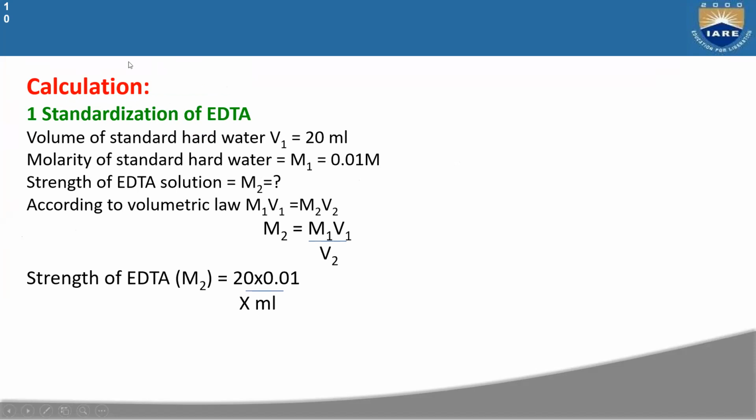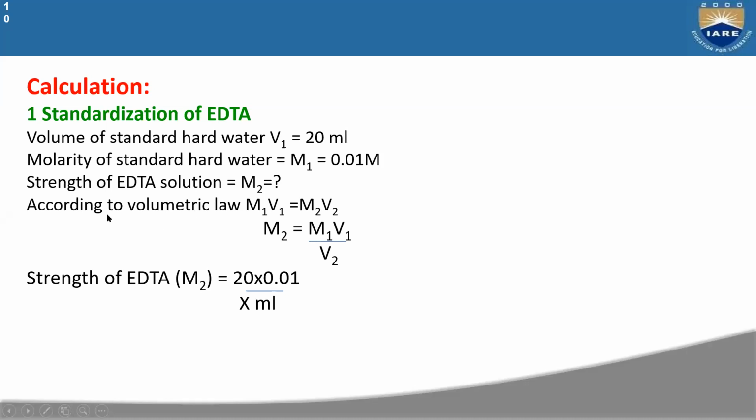Okay, standardization of EDTA, this is the calculation part. Volume of standard hard water, V1, is equal to 20 ml. And molarity of standard hard water, M1, is equal to 0.01. And strength of EDTA solution, M2. So we have to find out the M2, means the EDTA solution. How much EDTA solution was consumed, that we have to find out.